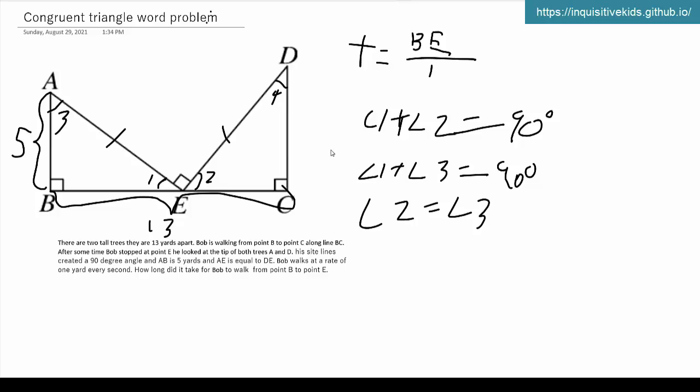So now we know that angle 3 and angle 2 are the same, and angle B and angle O are the same, and AE and DE are the same. So now we know that the triangle ABE is congruent to triangle EOD.